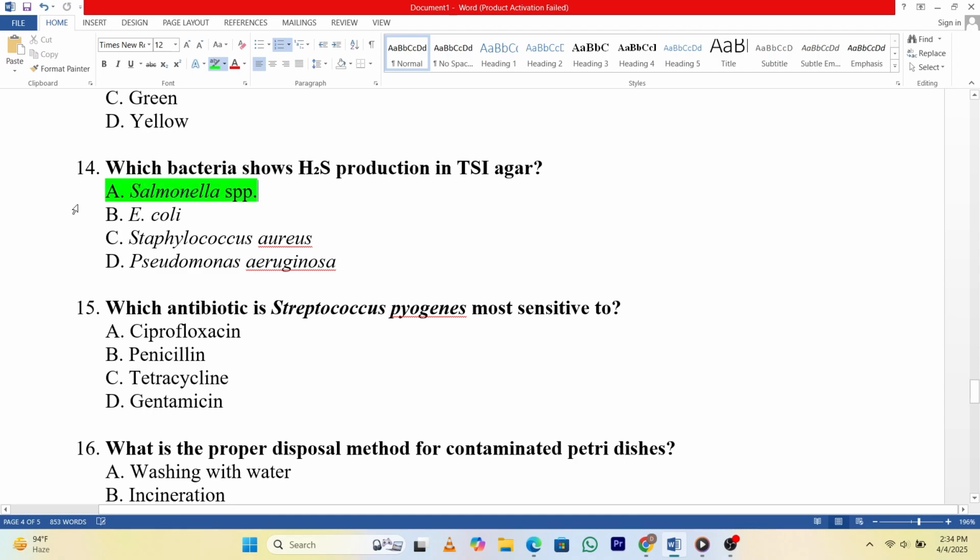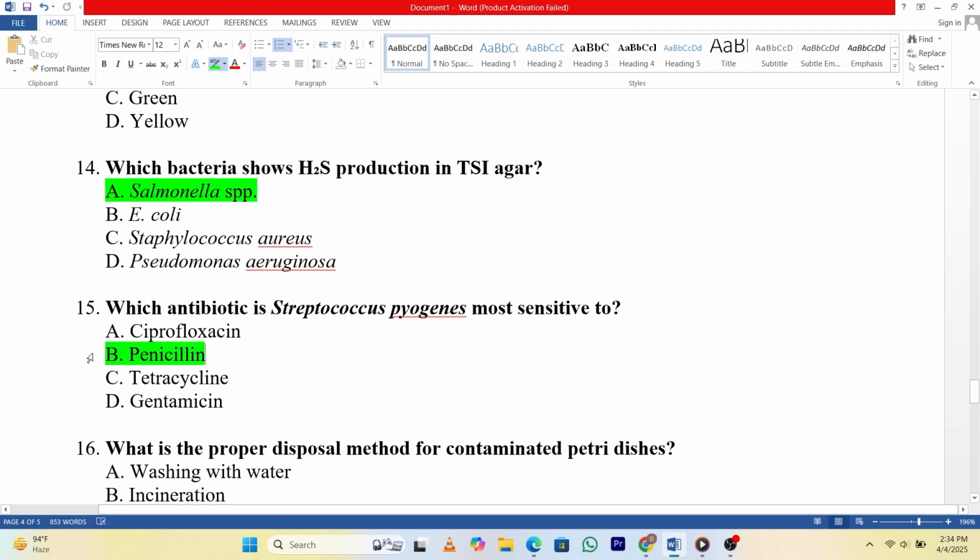15. Which antibiotic is Streptococcus pyogenes most sensitive to? A. Ciprofloxacin. B. Penicillin. C. Tetracycline. D. Gentamicin. Answer, B.